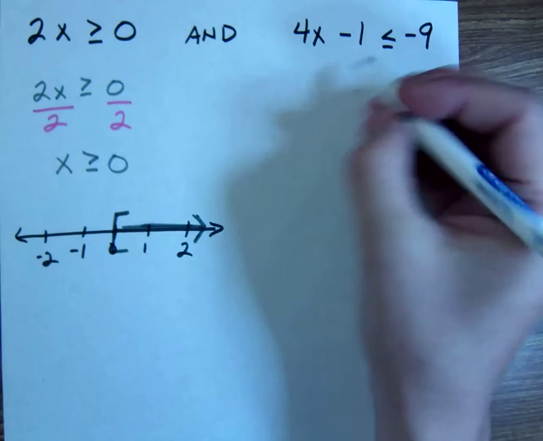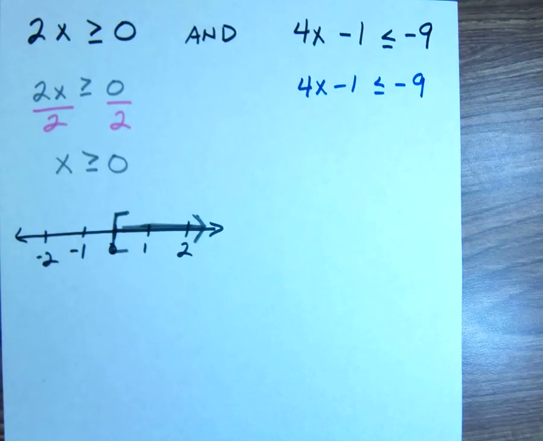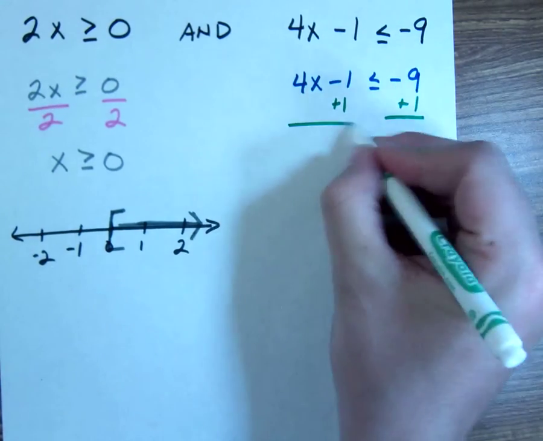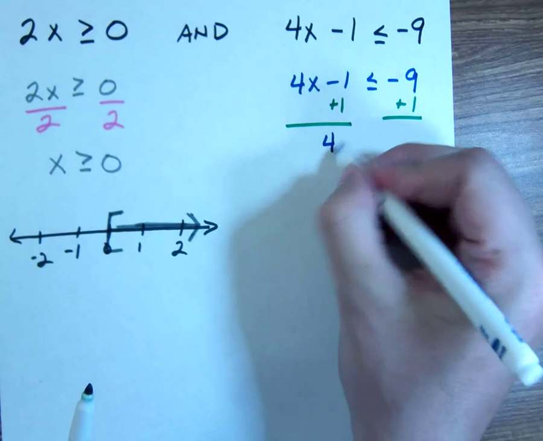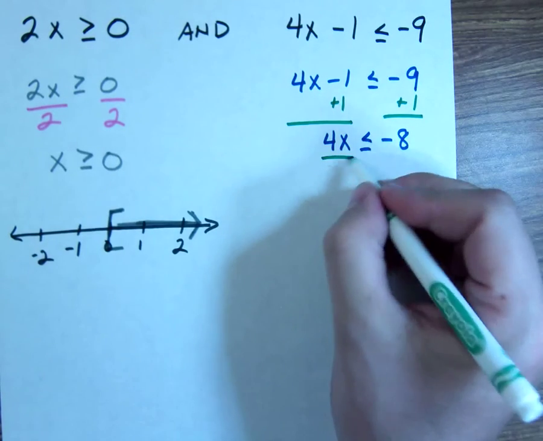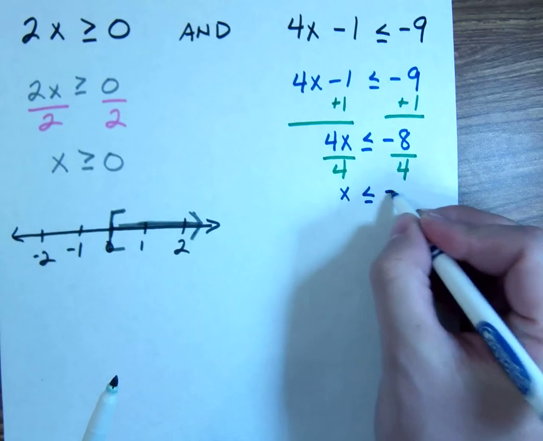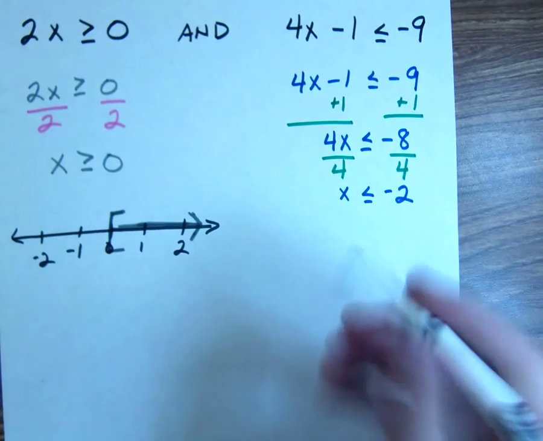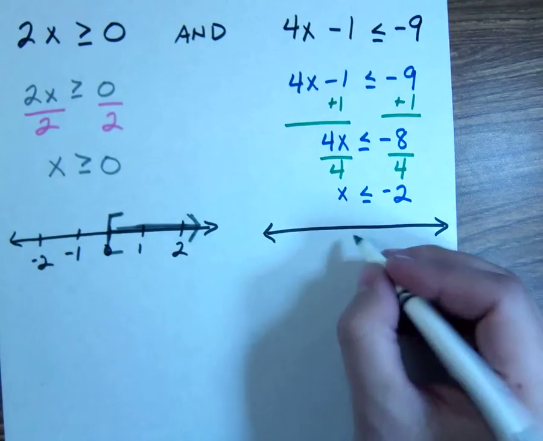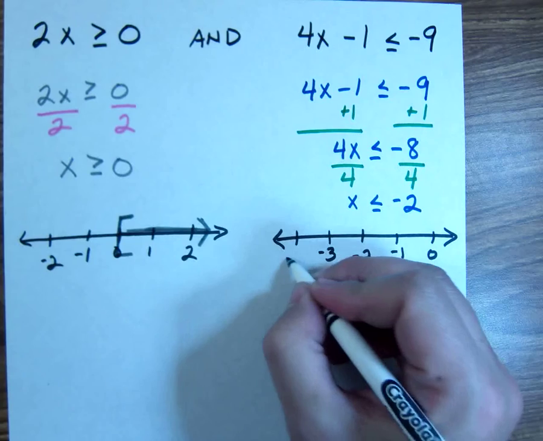Okay, let's come over here and do this one. So, add 1, that seems like a good plan. And we get x is less than or equal to negative 2. All right, here we go. So the number's negative 2, that's what I'll put in the middle. Like so.